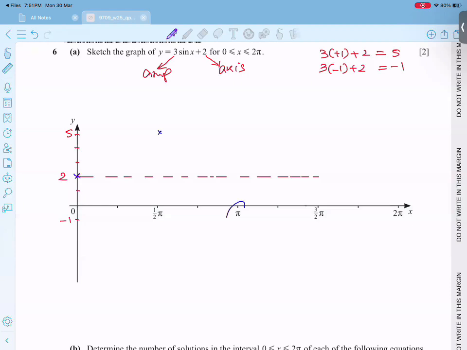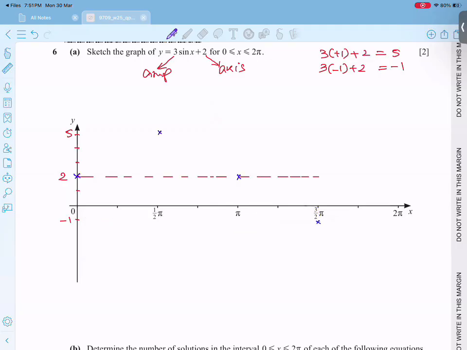And when I plug in pi here, we get again 2. Okay, no, not 2, sorry, because when I plug in pi, sine pi is 0. Yeah, 2 is correct. When I plug in 3 pi by 2 in the place of x, we get negative 1.